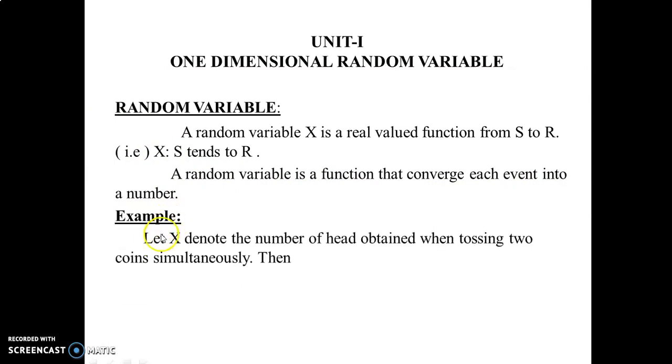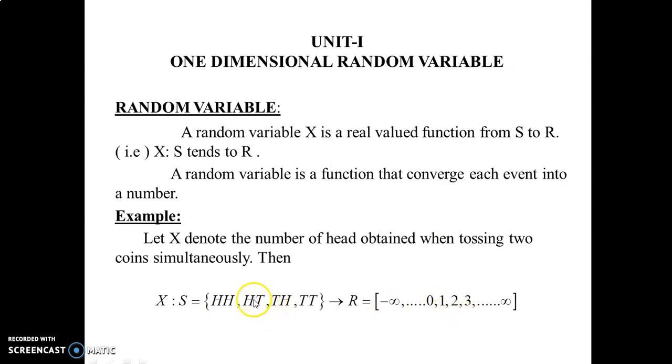For example, let X denote the number of heads obtained when tossing 2 coins simultaneously. Then the sample space is HH, HT, TH, TT. So here X denotes the number of heads. Here head, head, this is 2 heads. So this event is mapped to the real number 2.